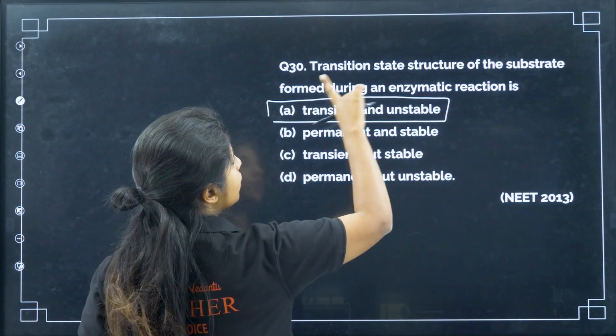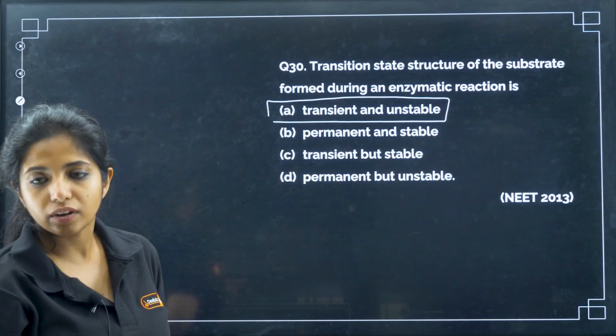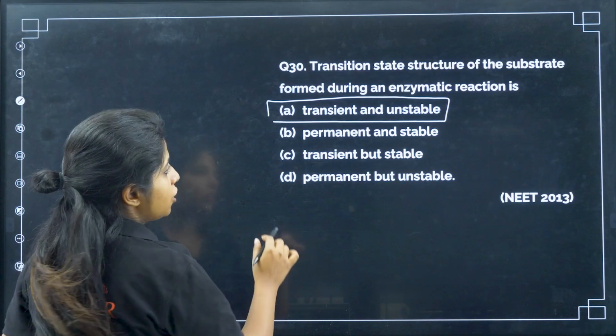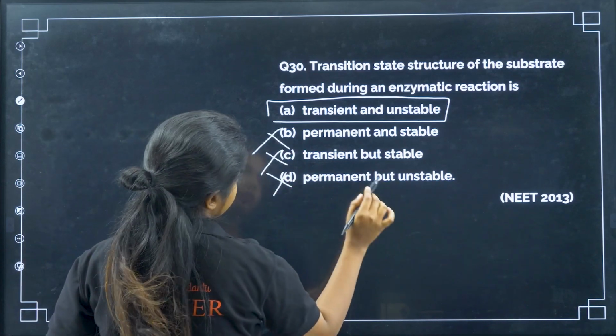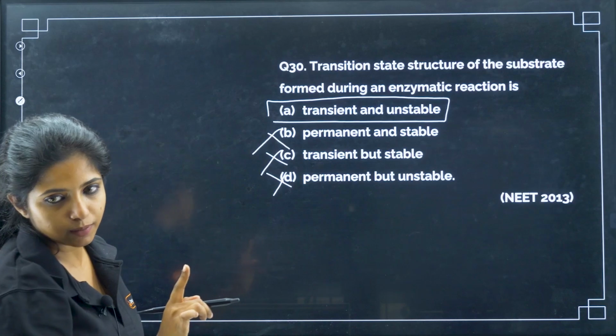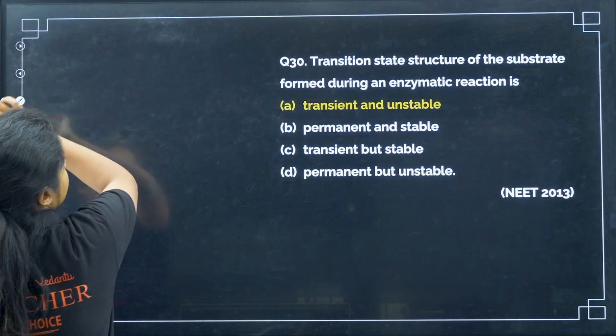Transition state structure of the substrate formed during an enzymatic reaction is transient and unstable. Not permanent and stable, not transient but stable, not permanent but unstable: wrong. Just transient and unstable. That is the correct answer.